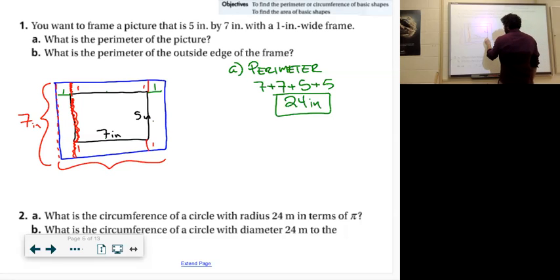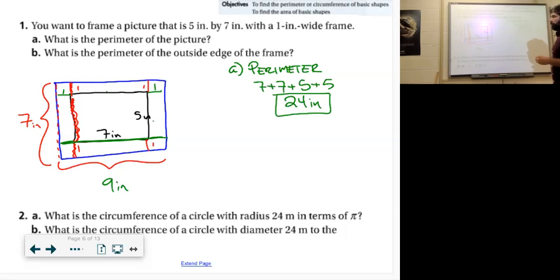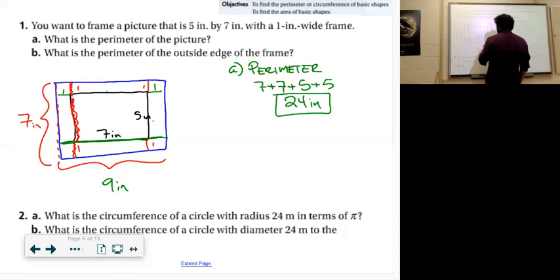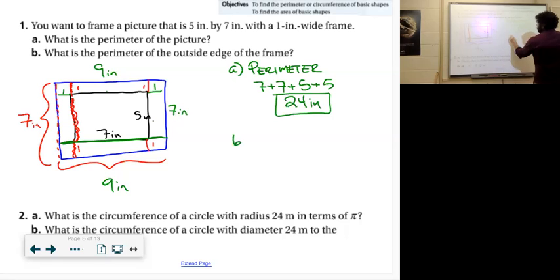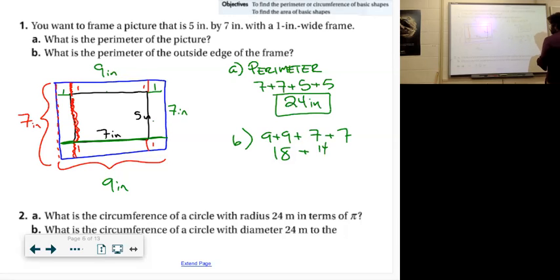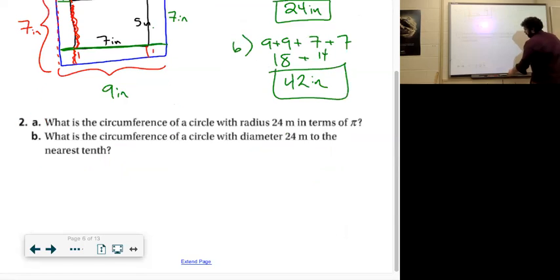I have the bottom side of this picture right here, the base of it is 7 inches, but then I have an inch over here and an inch over here. That makes 9 inches, right? So the 2 sides of the blue frame are 9 inches and 9 inches, and the other 2 sides are 7 inches and 7 inches. So the perimeter around this would be 9 plus 9 plus 7 plus 7. So this is 18 plus 14 right now. So what is that? 42 inches right now. Again, don't forget to include your unit of measure.